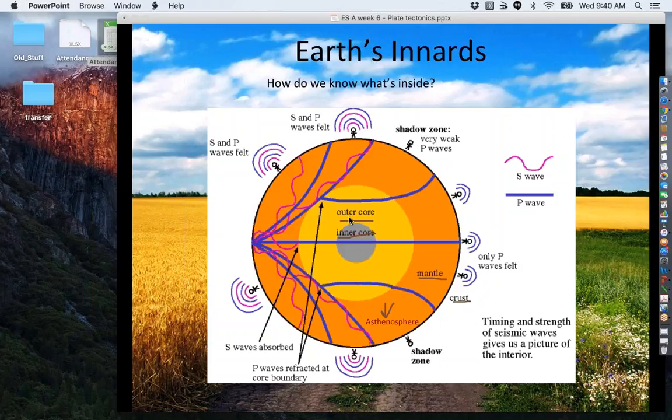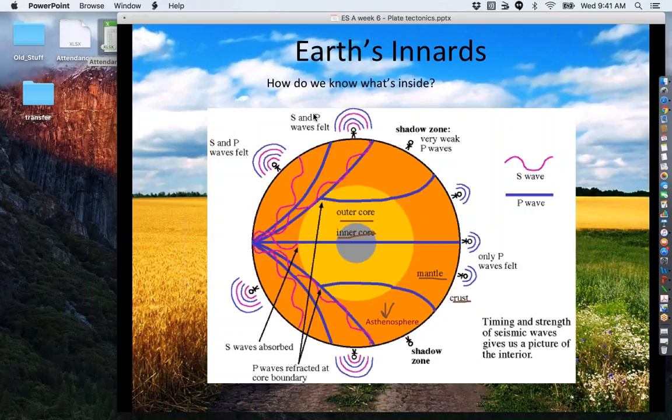So these are the 4 main parts: outer core, inner core, mantle, and crust. The outer core and inner core, because the densest things in the Earth have fallen to the middle, are made primarily of really dense, heavy elements. Those being iron and nickel. And the mantle has more silicon and things like that in it.